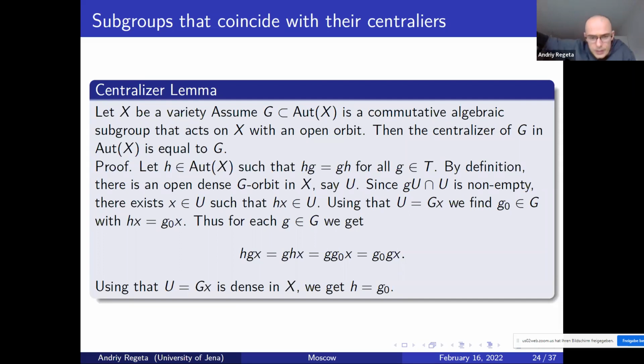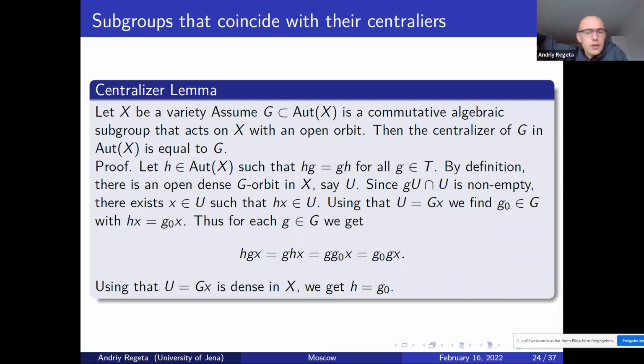Here is the proof. The proof is easy, so I will actually tell you it in detail. Let H be an automorphism that commutes with each g from G. It should be here G. So it means that H is in the centralizer of G. By definition, there is an open dense G orbit in X, let's say U. Since HU intersected with U is non-empty, so it's a non-empty open subset, there exists x in U such that Hx belongs to U.